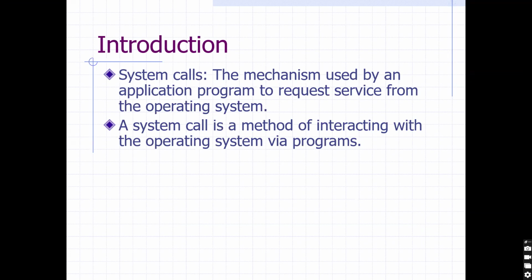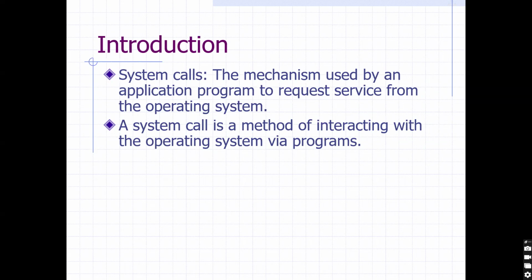So let us see what is system call. It is a mechanism used by application program to request the service from operating system. Suppose if you want to use a printer, you cannot directly use it. You have to send the request to operating system and operating system will provide you facility to use the printer. If you want to use USB, you cannot directly use USB. You have to request to operating system that I want to use USB pen drive.